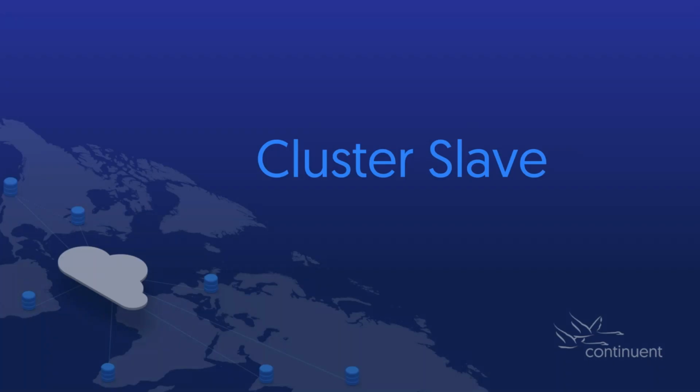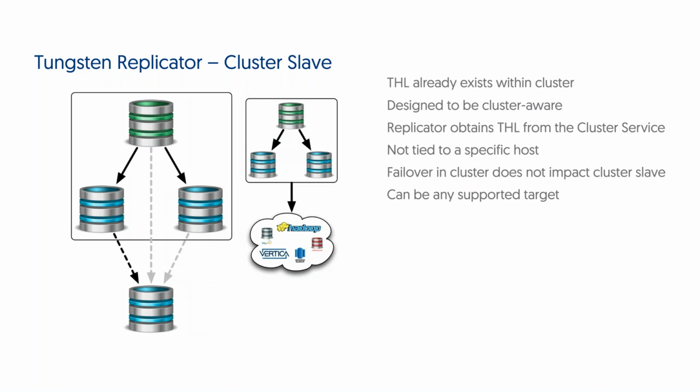So with this in mind, let's take a look at a cluster slave. A cluster slave node is a node that's external to a cluster that receives a one-way feed of replication from the source cluster. The cluster slave is configured in such a way that it sees the entire cluster as the source rather than being tied to a specific node. So the applier node doesn't even know or care which node is the master. Instead, we actually set the preference to pull THL from a slave node within the cluster.